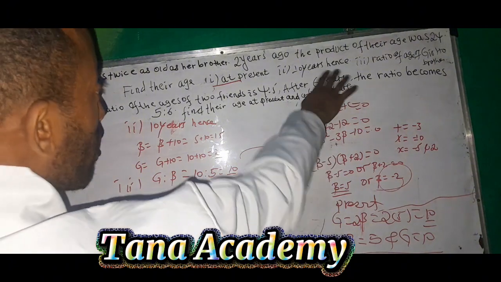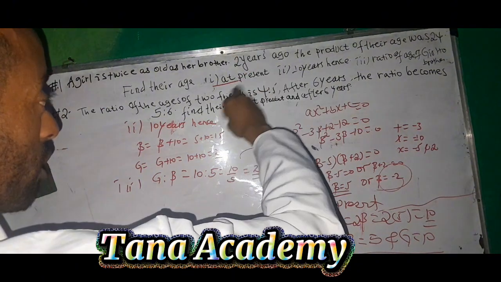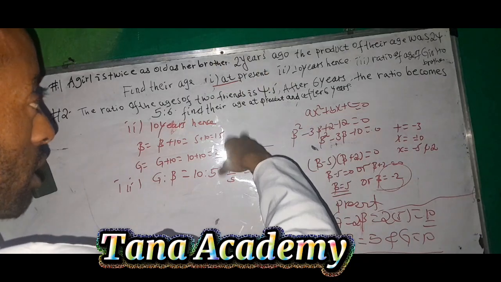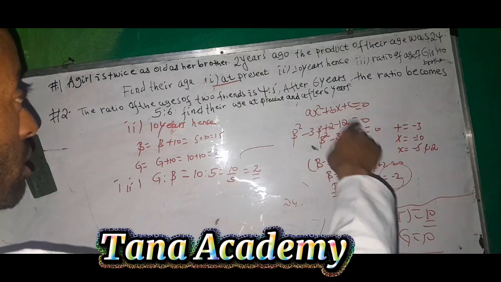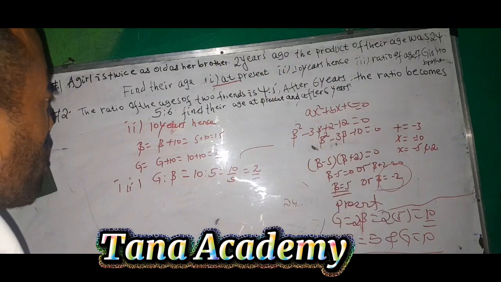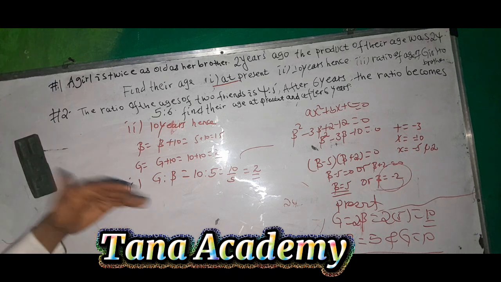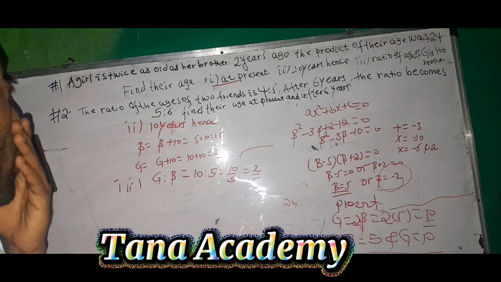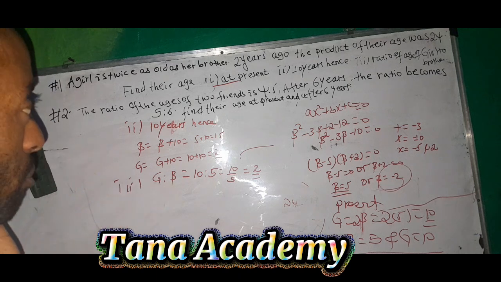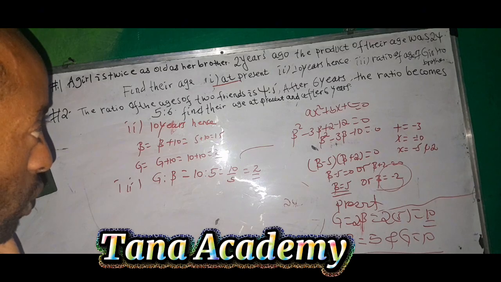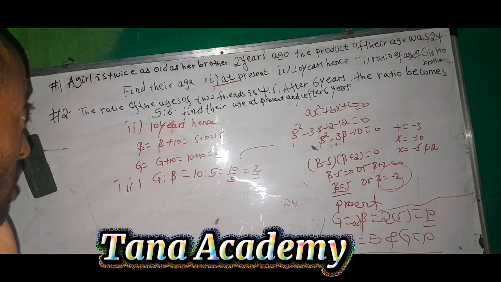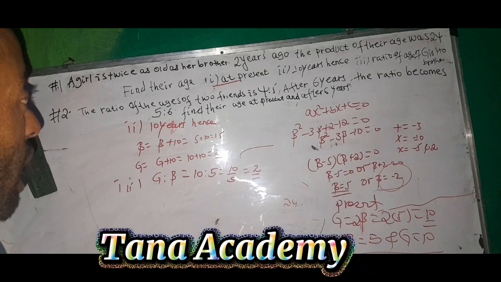Ten years hence means after 10 years. At present means at the time we are calculating right away. The ratio means making a division of the given two ages. Question number 2 says that the ratio of the ages of two friends is 4 to 5. After 6 years, the ratio becomes 5 to 6. Find their ages at present and after 6 years.